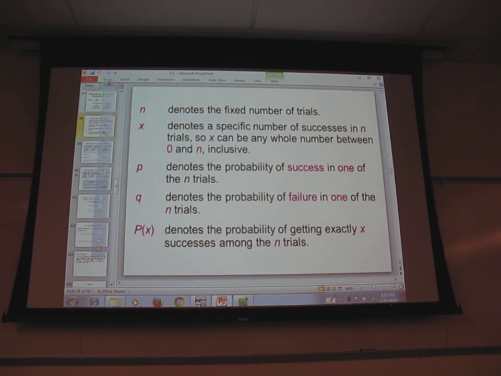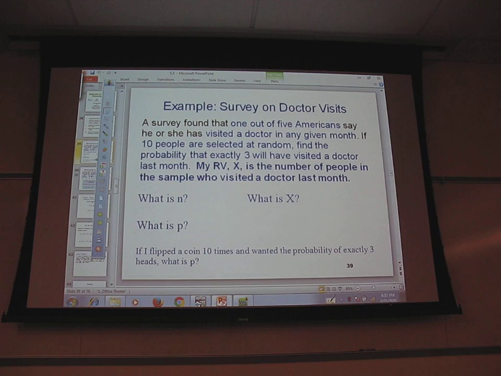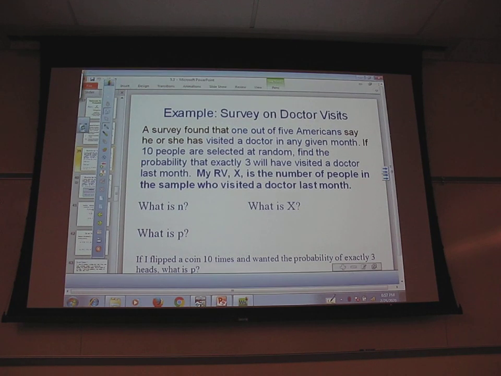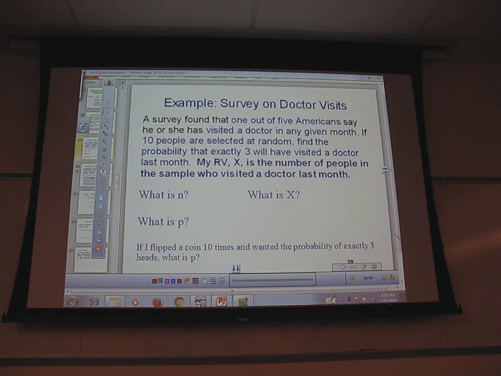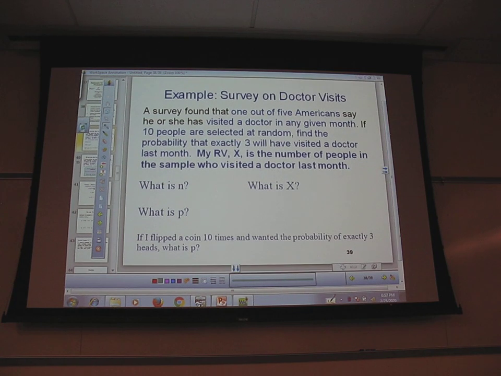Yep. So let's take a look at a problem. Survey of doctor visits. Ivana, go ahead. The survey found that one out of 5 kids say he or she has visited a doctor recently. If 10 people are selected at random, find the probability that exactly 3 will have visited a doctor last week. X is the number of people in the sample who visited the doctor last week.